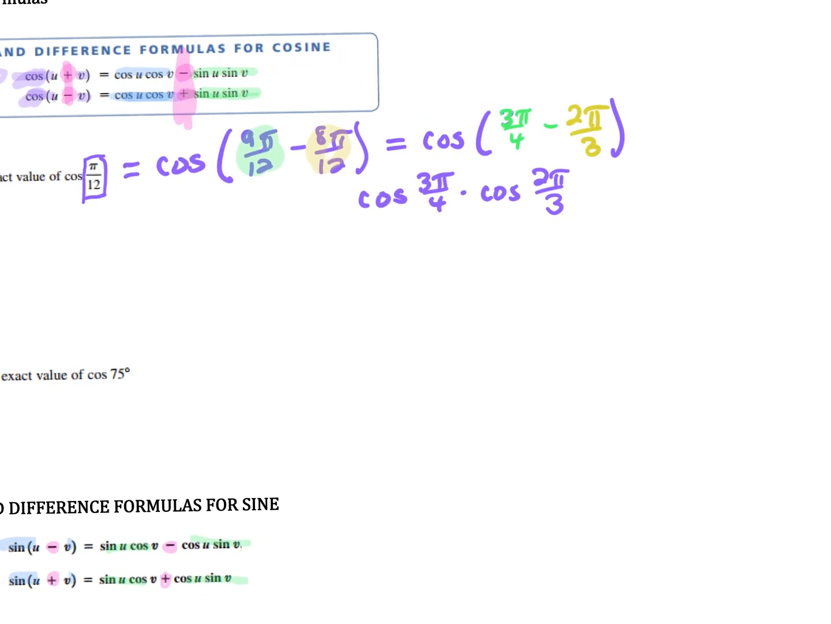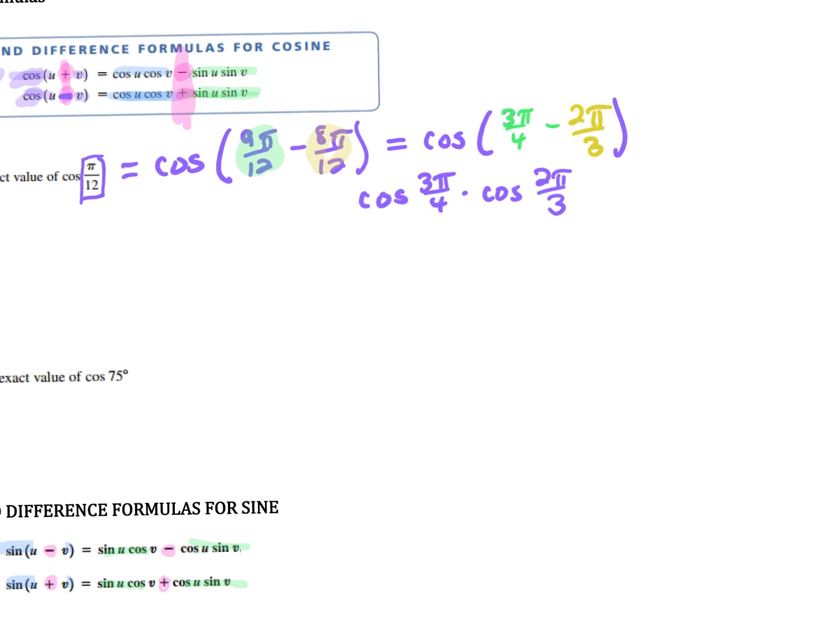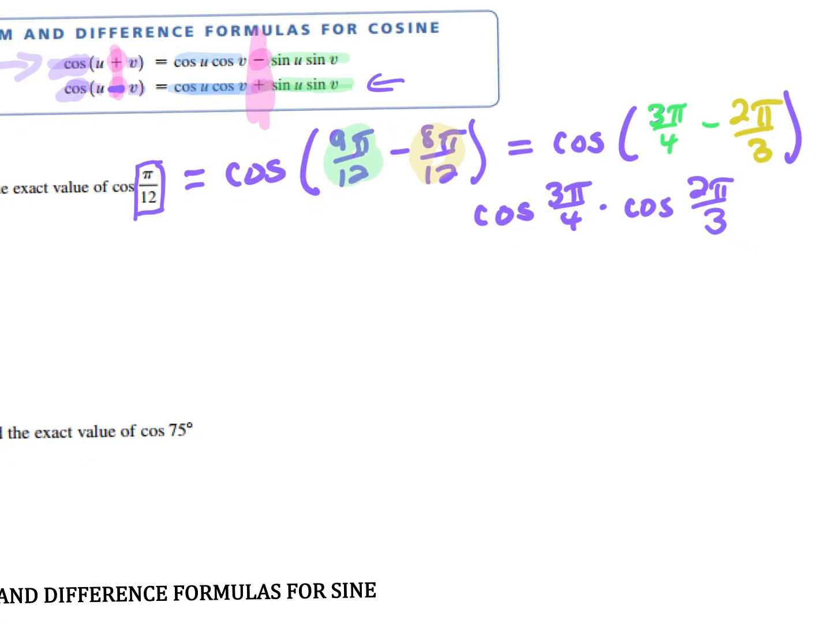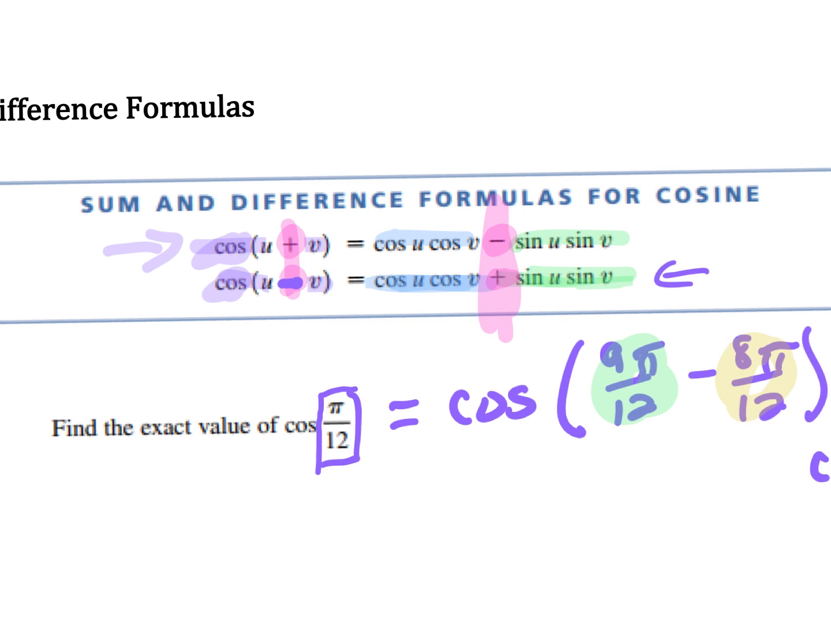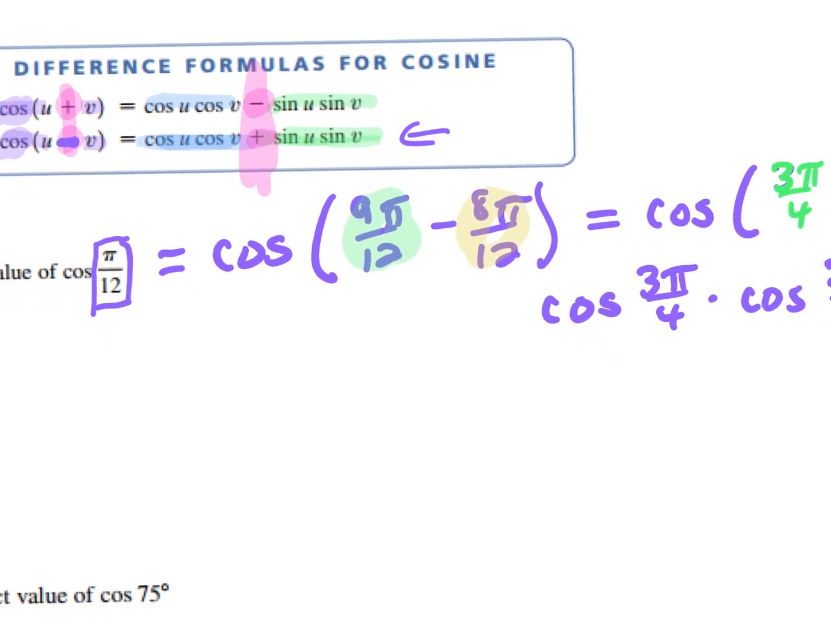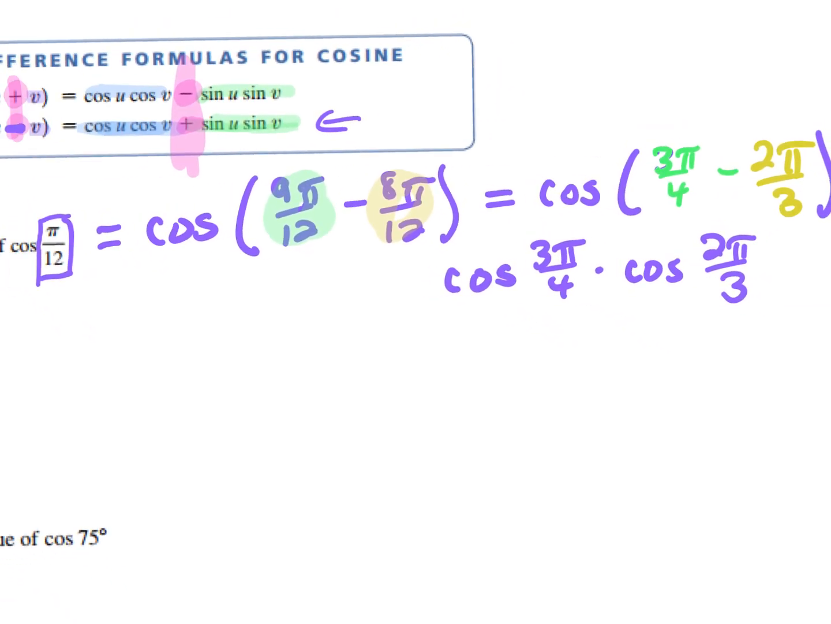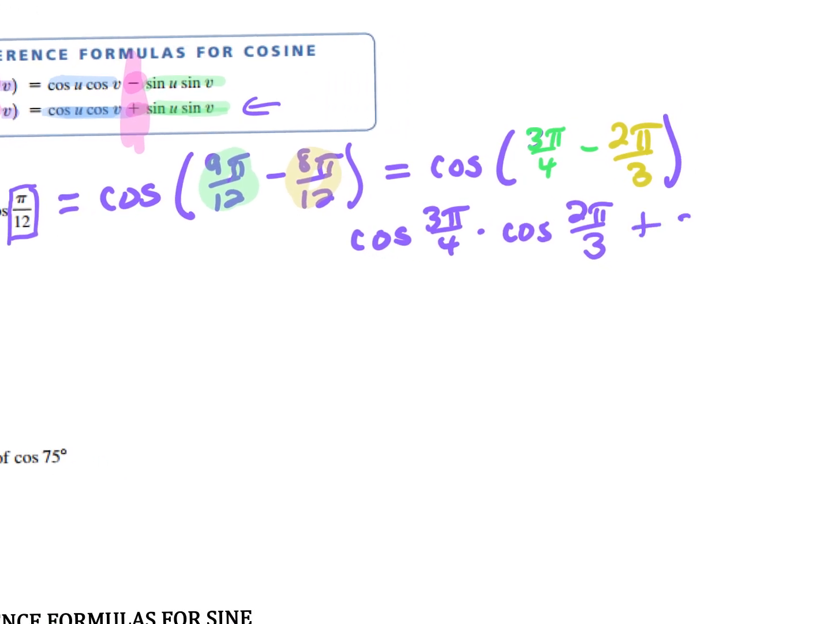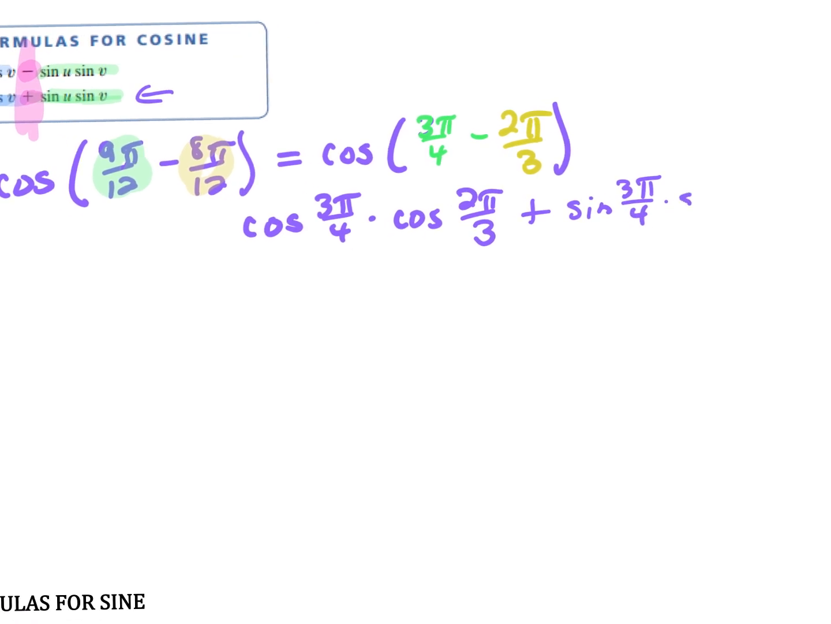Wait, why are we multiplying? This is the one with the minus. So we're looking at the second form of this, right? So we're multiplying, notice what the formula says, Cadell. It's saying cosine of u times the cosine of v. That's what those formulas are in the box. Yeah, so cosine of the first angle times cosine of the second angle. And then we're gonna do plus sine of the first angle times sine of the second angle.